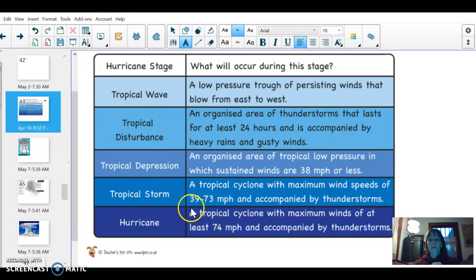In order to be a tropical storm, it has to be 39 to 73 miles per hour. And in order to be a hurricane, it has to be 74 miles per hour.